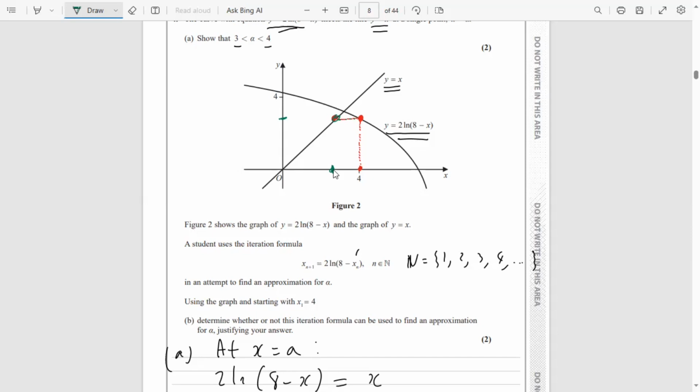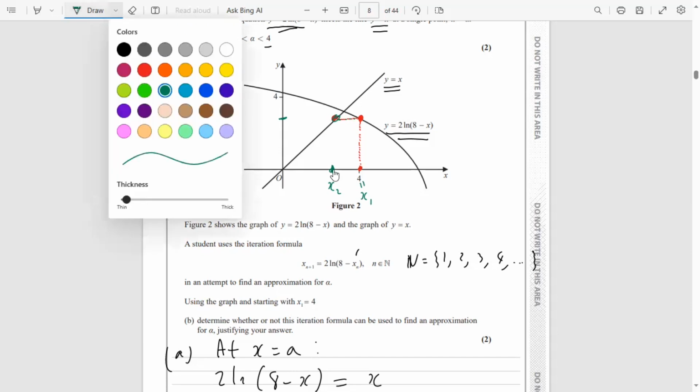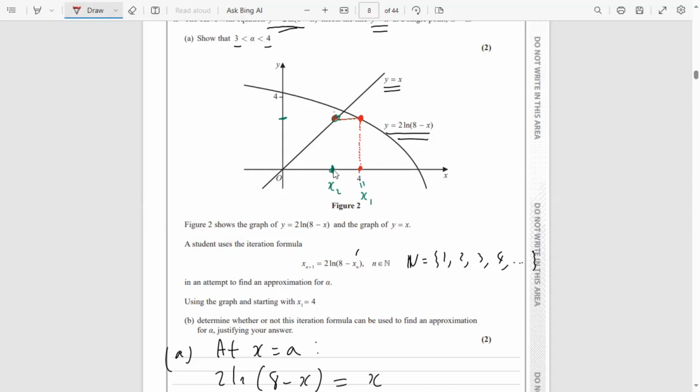So this is going to be our x2 there. So this 4 is our x1 in the sequence. Our next number of the sequence is going to be this one there. So again, what we do is we go to our x2, our next number of the sequence, and then we go up to the curve again. So we go up to our curve, and we get to this point there.